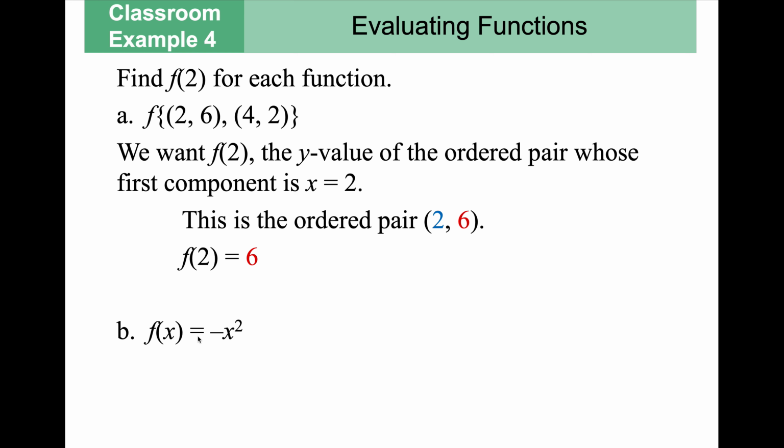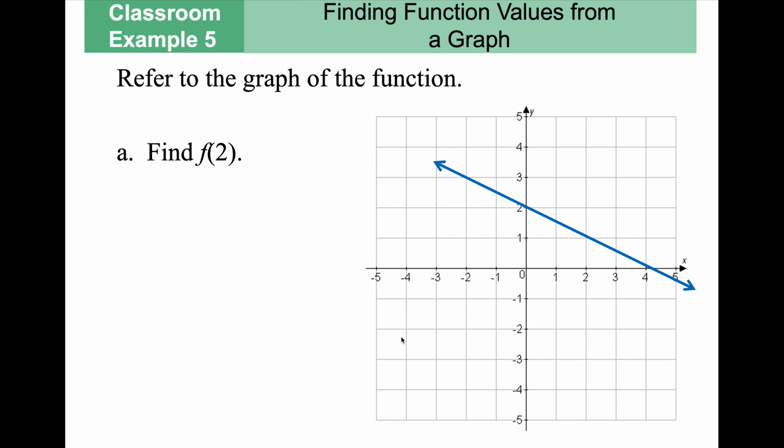So this one, f of x equals -x squared. If I want to know the f of 2, I'm going to replace x with 2, and Web 2.0 is going to give me -4. So in a set of ordered pairs, you're just looking for where is the x value 2, and then what is the y value. And then in a function, in an equation, you're replacing that x with 2. So that's two different ways you can look at it.